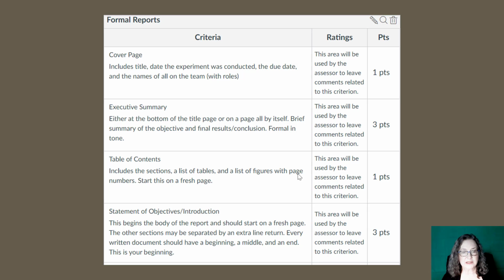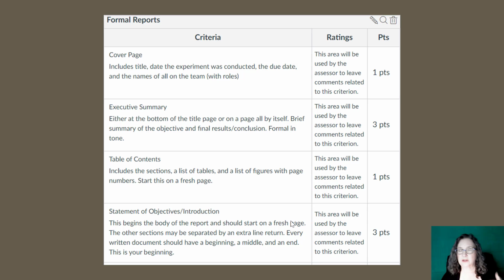The table of contents will be next. Table of contents needs to include all the sections and a list of the tables and a list of the figures with page numbers. Now this needs to be on a page, started on a fresh page. Usually it's only 1 page, and so it's the only thing on that page. The most important thing though, or the thing that's most often forgotten, is that you must include those tables and figures with their titles, okay, and page numbers.